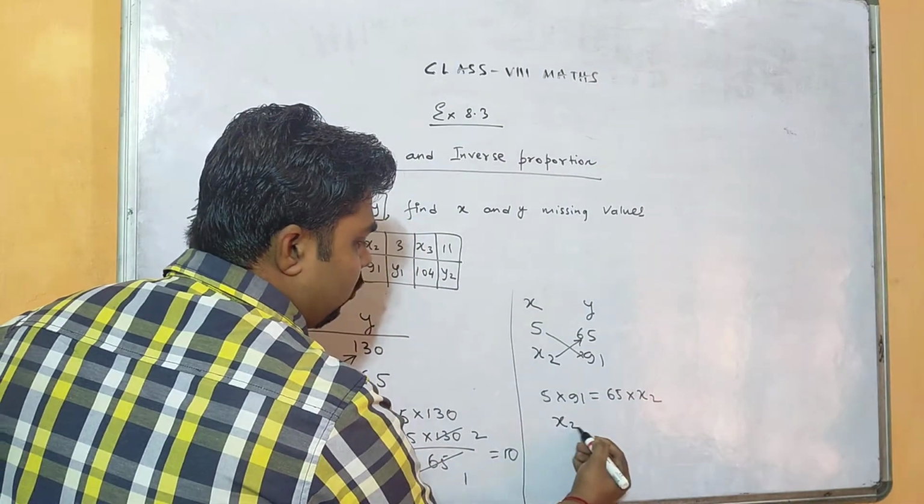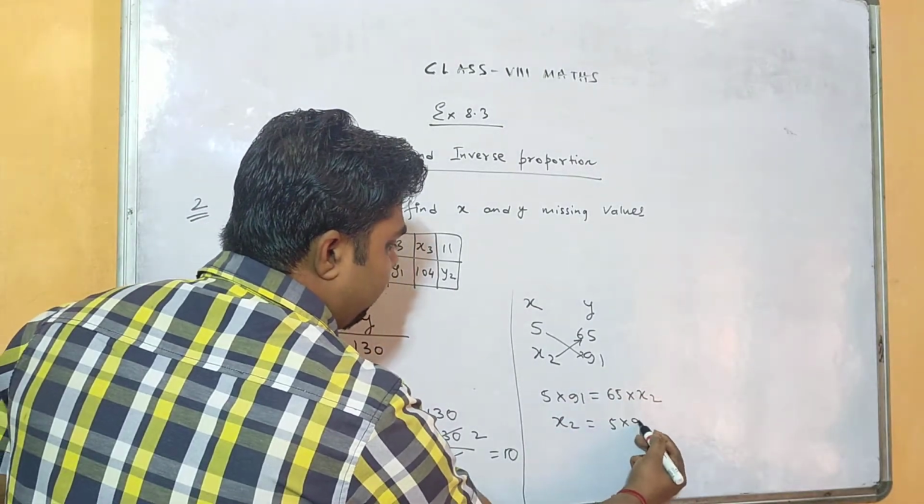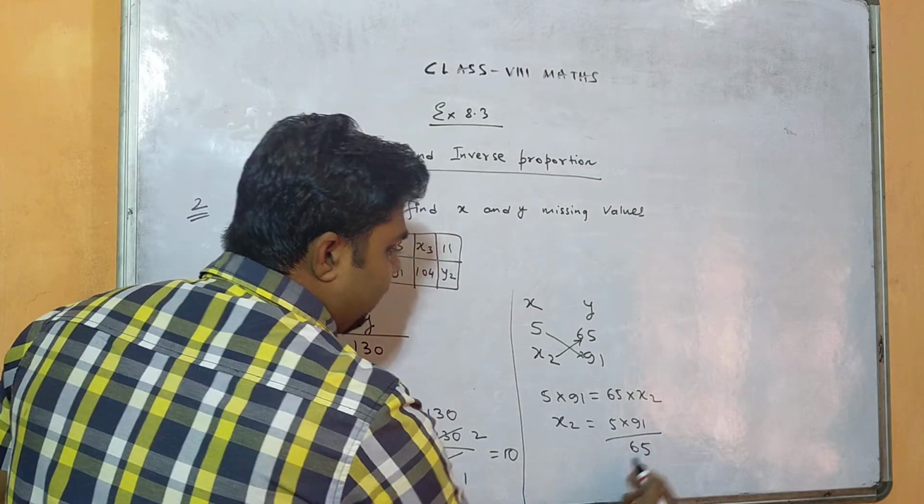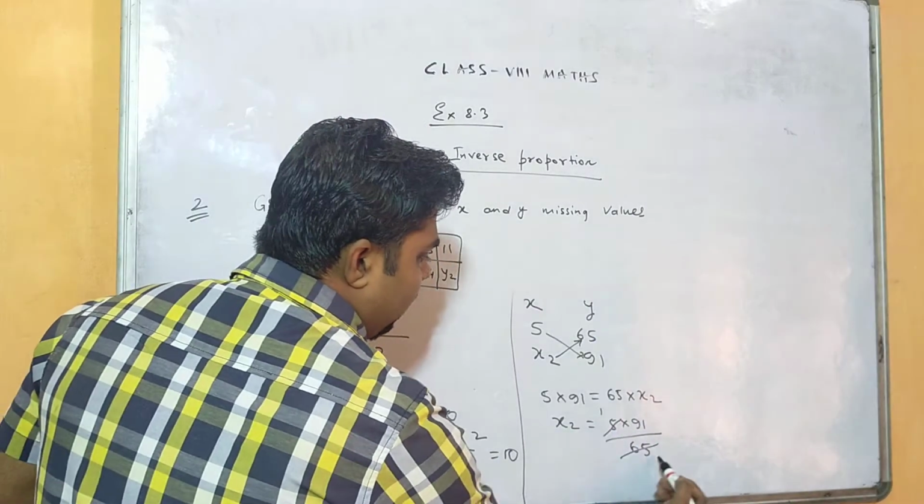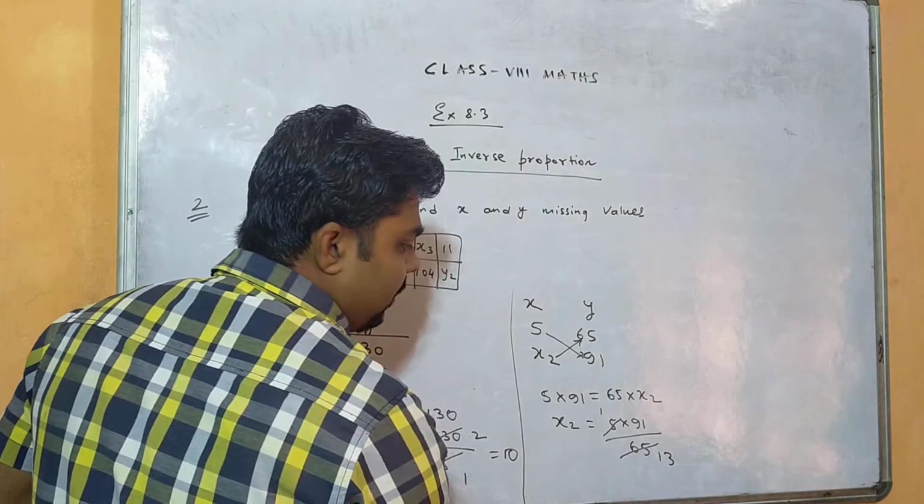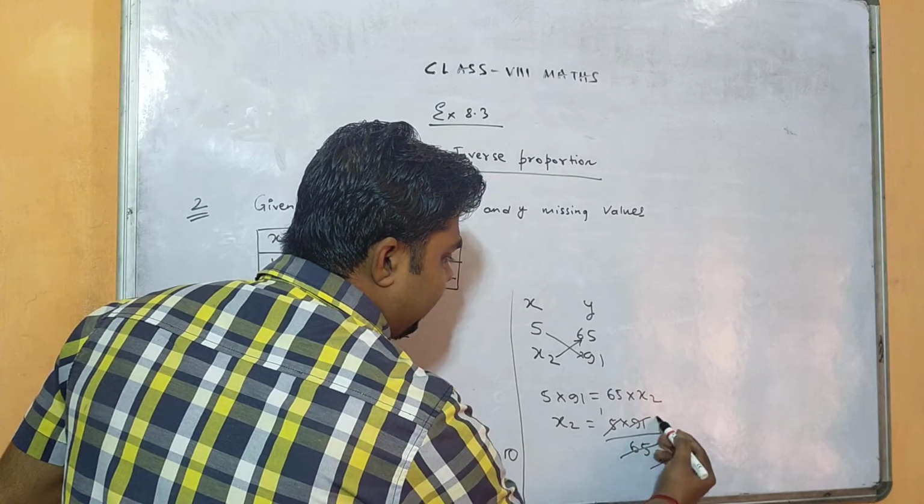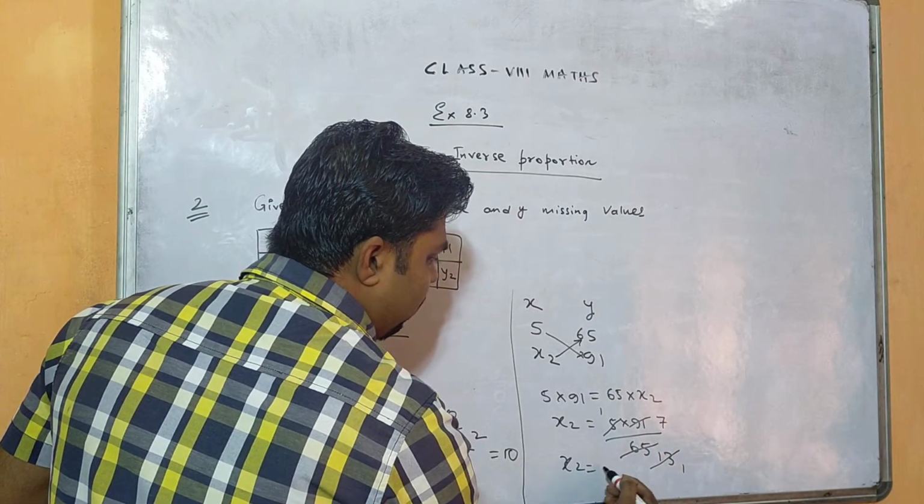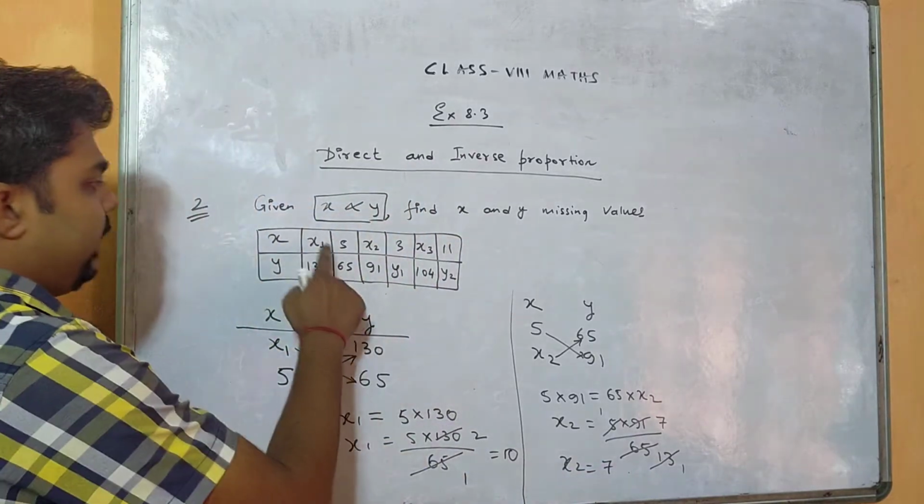Again to find x2, 5 into 91 divided by 65. So 5 ones are 5, 5, 13s are 13, ones are 13, 13 sevens are 91, right? So what is the value of x2 now? 7. Now we got x1 and x2.